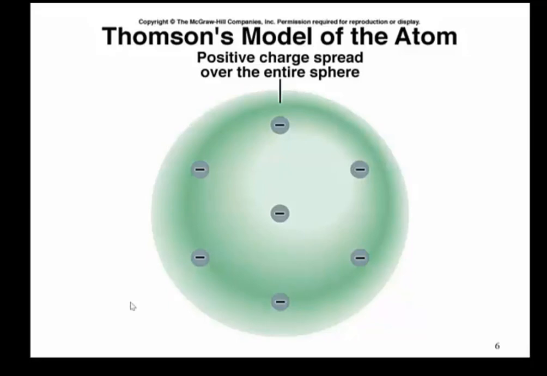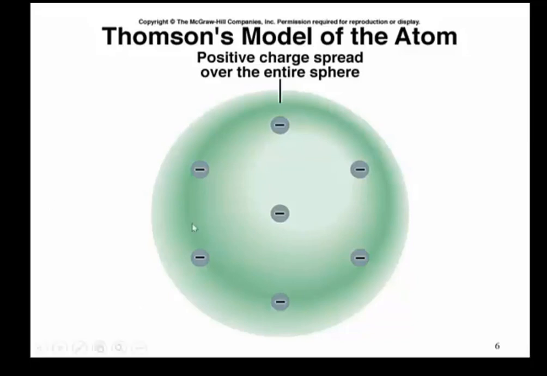And then they did some tests. Atoms are neutral. If you take some copper between positive and negative terminal, it's not attracted or repelled by negative or positive charges. That means atoms are neutral. So everybody said, yes, there are negatively charged electrons in the atom, but there must be equal positive charge, because atoms are neutral.